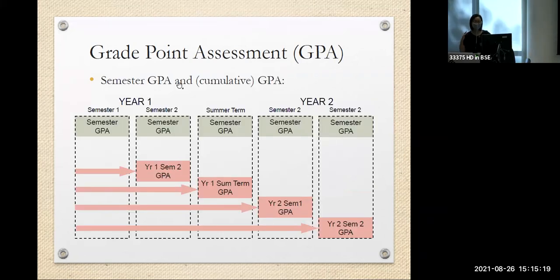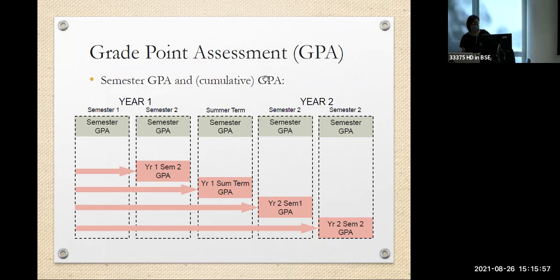So there are different types of GPA. So at the end of the semester, you have a semester GPA, which only considers the subjects that you took in that semester. So in semester 1, you have 1 semester GPA, and then semester 2, you have another semester GPA, which only includes the subjects that you took in that semester. Okay, but apart from semester GPA, you have another GPA, which we sometimes call cumulative GPA.